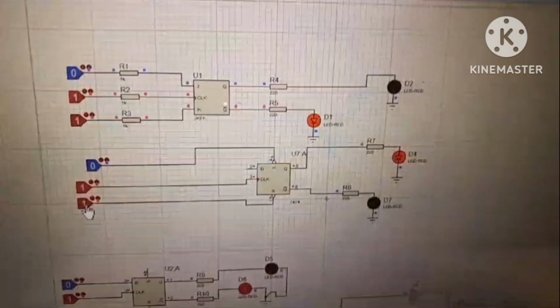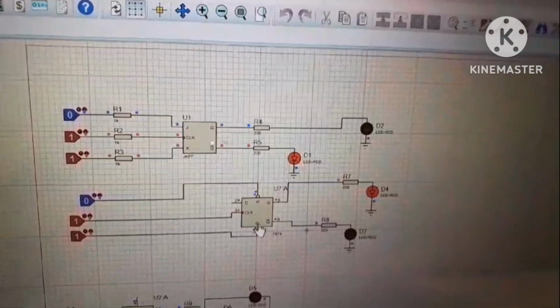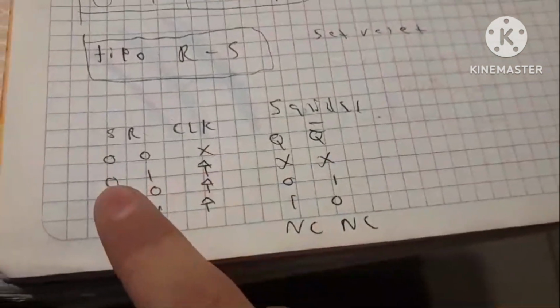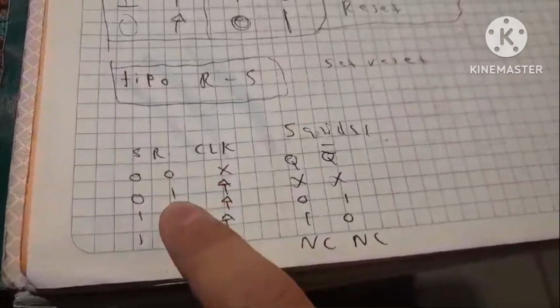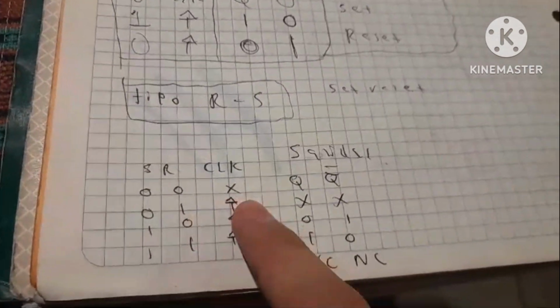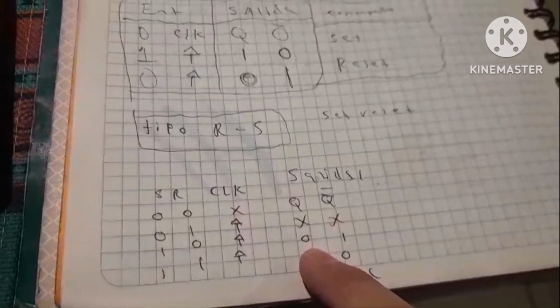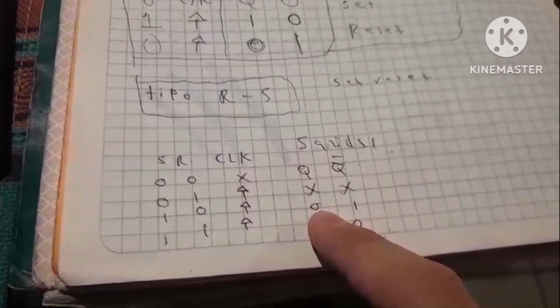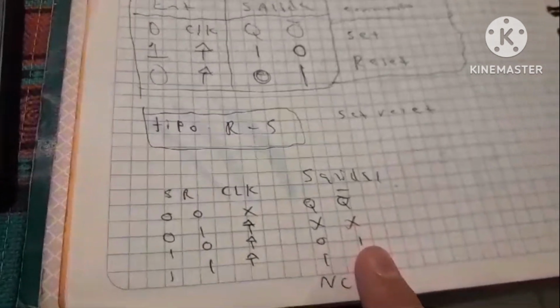And to finish, we're going to check how the JK flip-flop and the set reset flip-flop work. Firstly, the set reset flip-flop. We have here that if we have the set on 0, the reset on 1, and obviously the clock, the output Q, sorry, is going to be 0, and the output Q negate is going to be 1.